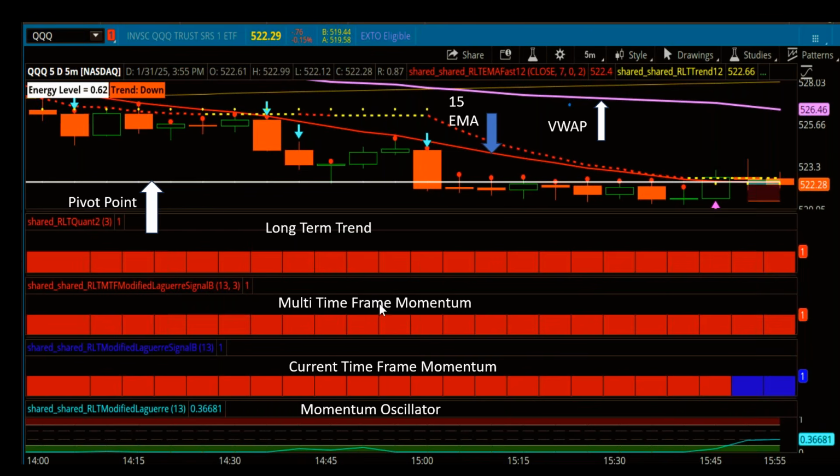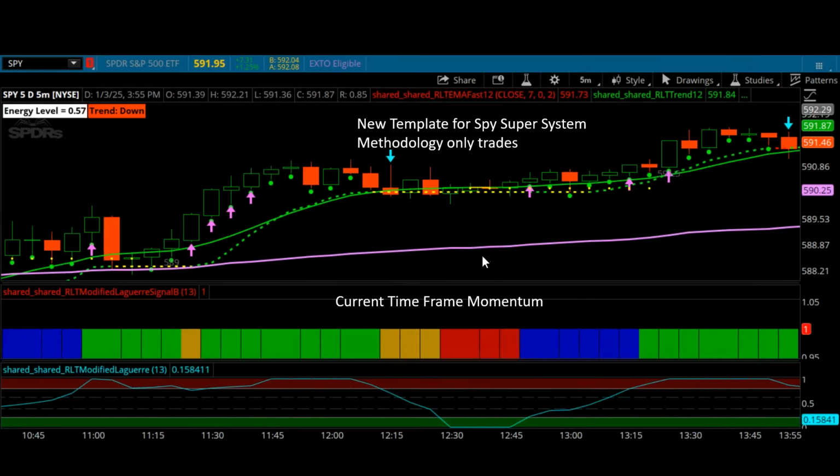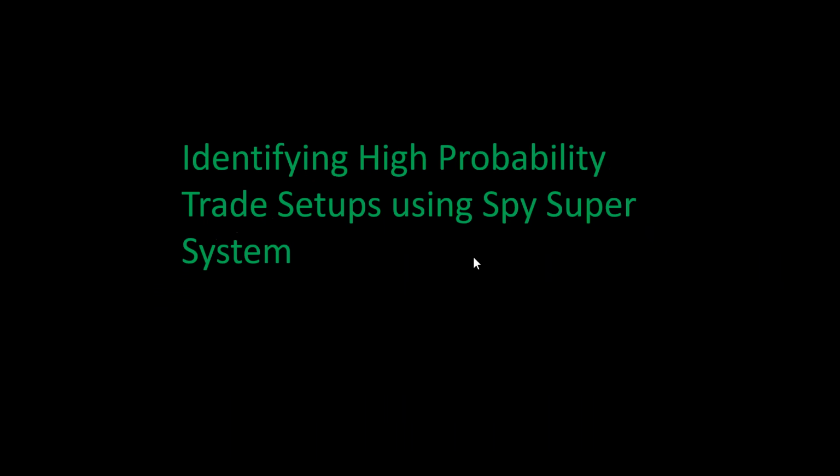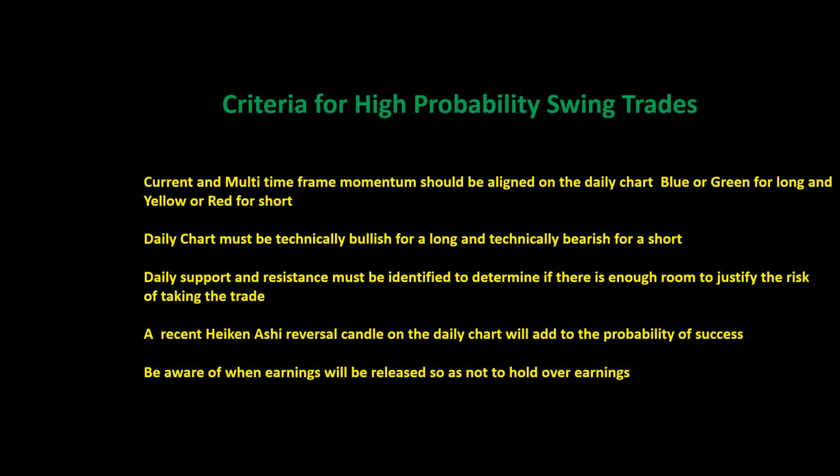But even with stock, I wouldn't take an intraday long unless it had a bullish daily chart. But for the indexes, the SPY, the Qs, the IWM, I don't really pay any attention to the daily chart. I'm much more interested in what it's doing on the current 5-minute chart. Right, so there's your templates, what they look like. You get the software, you get these templates, and I hope this is going to help you use the SPY Super System to trade both swing trades and intraday trades on the indexes.